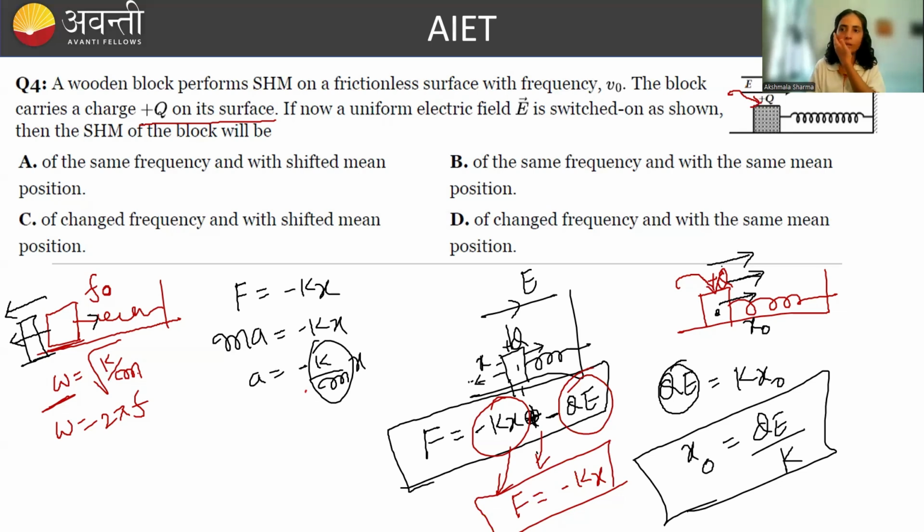So what will be the answer? The answer will be the same frequency with shifted mean position. So the mean position will shift by how much distance? QE by K, towards the direction of the electric field.